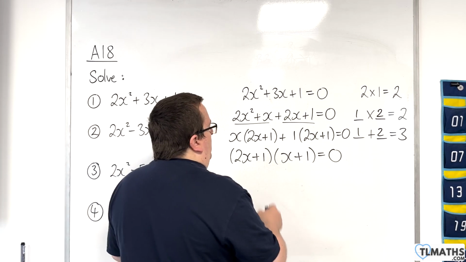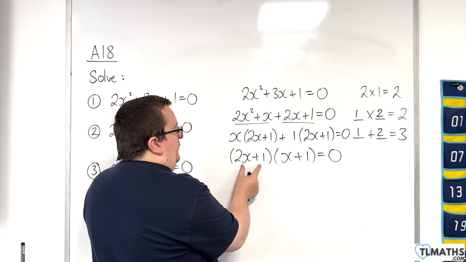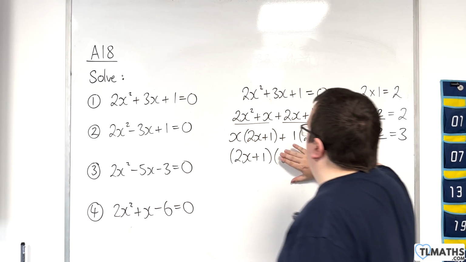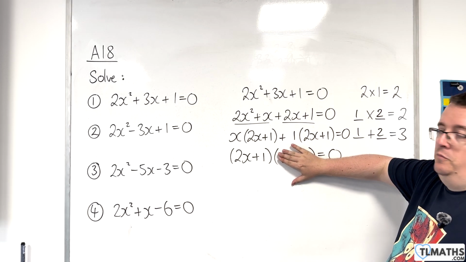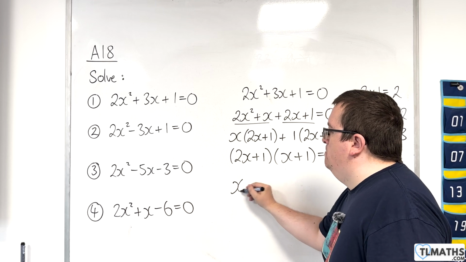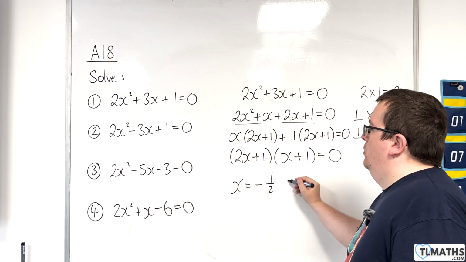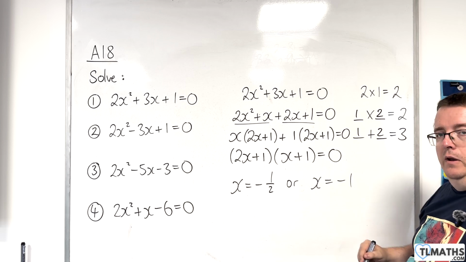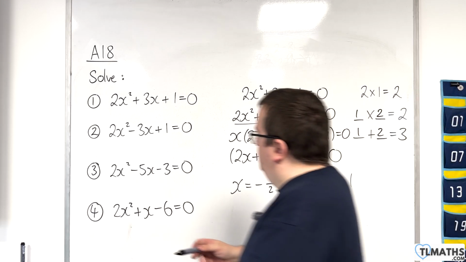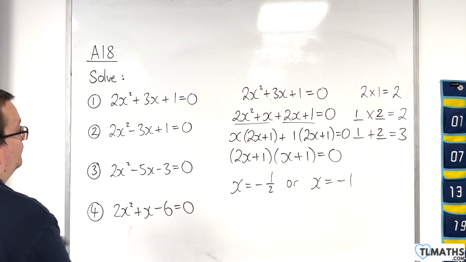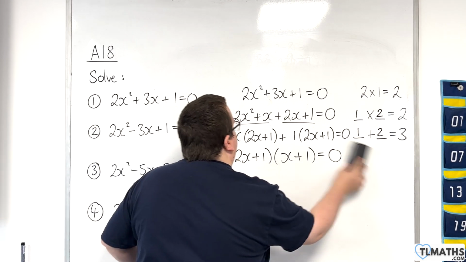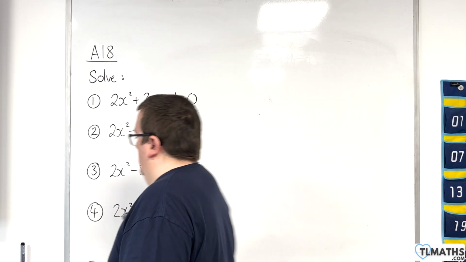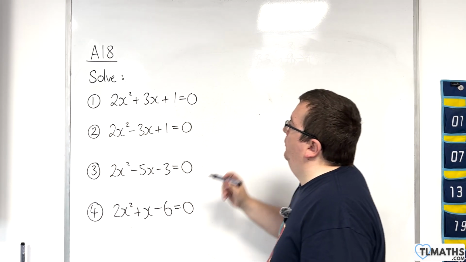So that means either this bracket is 0, okay, so if that bracket is 0, subtract 1 from both sides, divide through by 2, x is going to be equal to minus a half, or this bracket is 0, so x is equal to minus 1, okay? Right, that's our first example. Let's take a look at number 2.